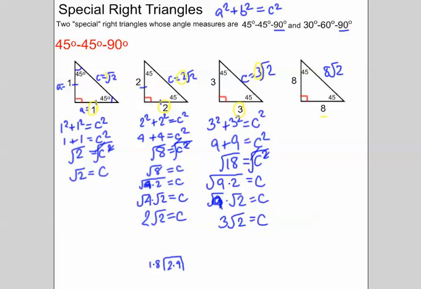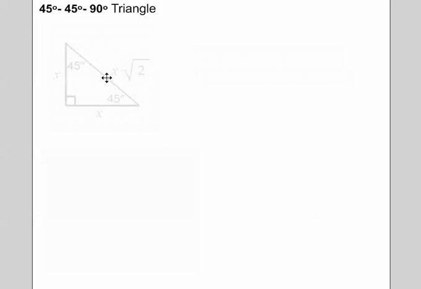Perfect. So let's take a look then at the rule. This is what you'll see on your end of course reference sheet. And of course, this simply means that if x is the leg, then x times the square root of 2 is going to be the hypotenuse. And sometimes you'll see that this might be listed in a problem with a different variable, and I'm going to show you that in a second. But just know if you see 45 and 45, this is isosceles, and these two have to be congruent.